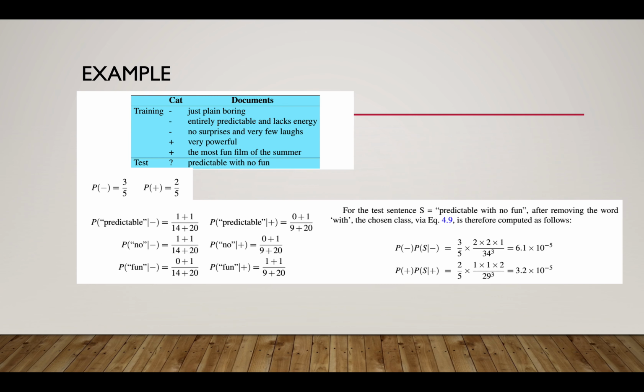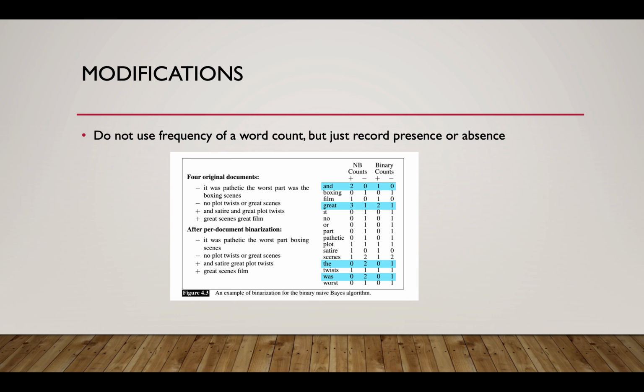Okay. Another thing they can do here, which doesn't really matter so much for our class, but we'll just talk about it. We don't have to use the word frequency or the count. We could just say if it's present or absent. That's just another strategy.